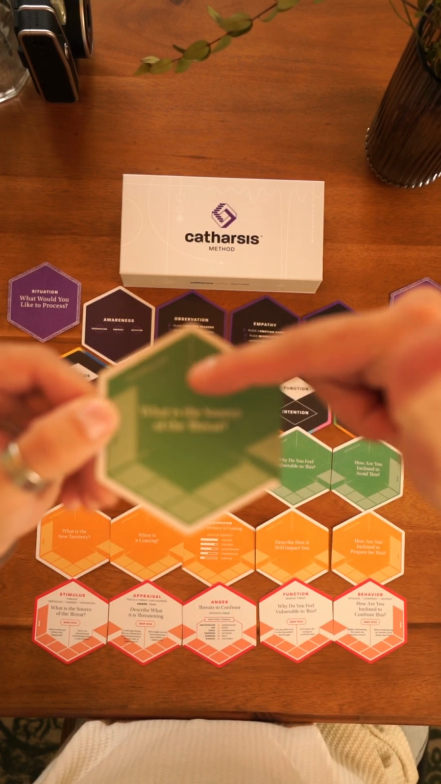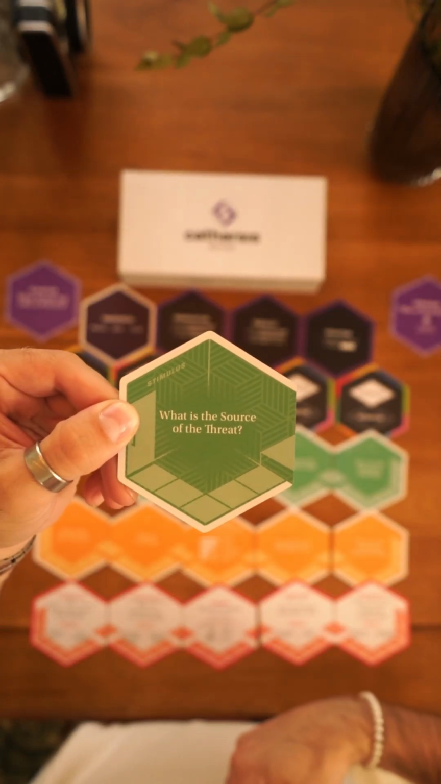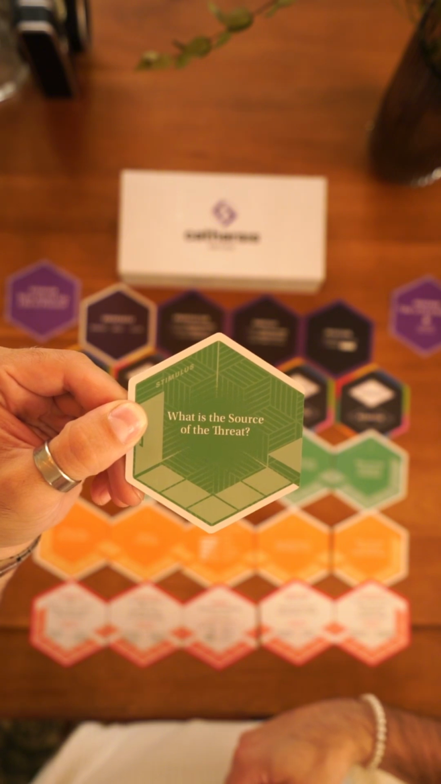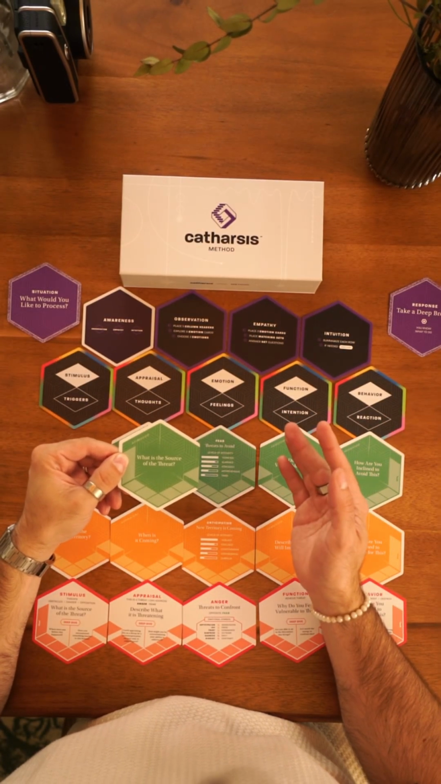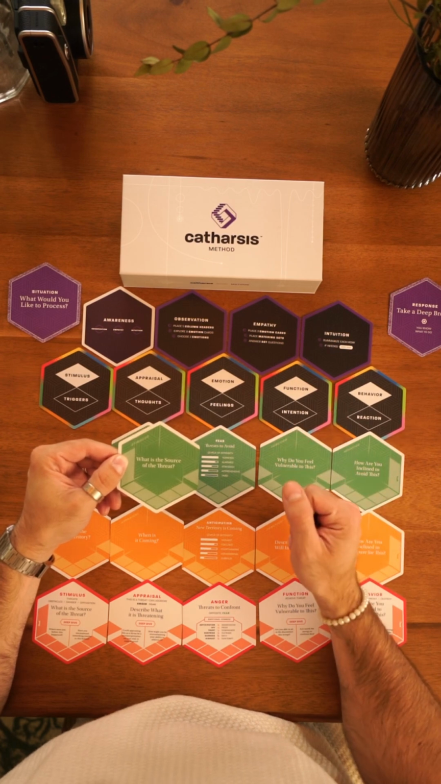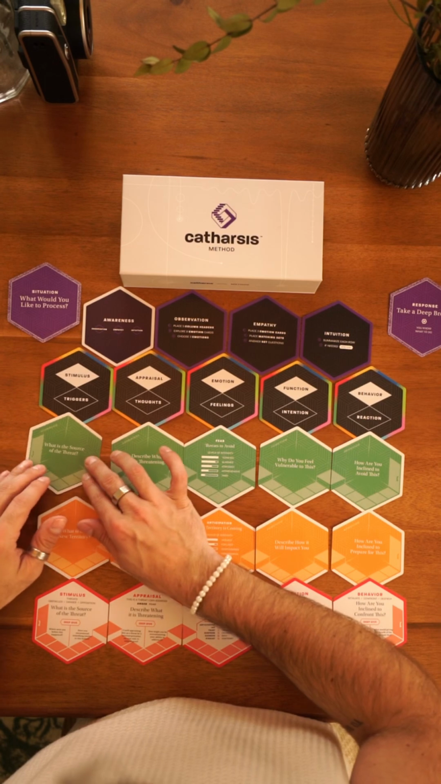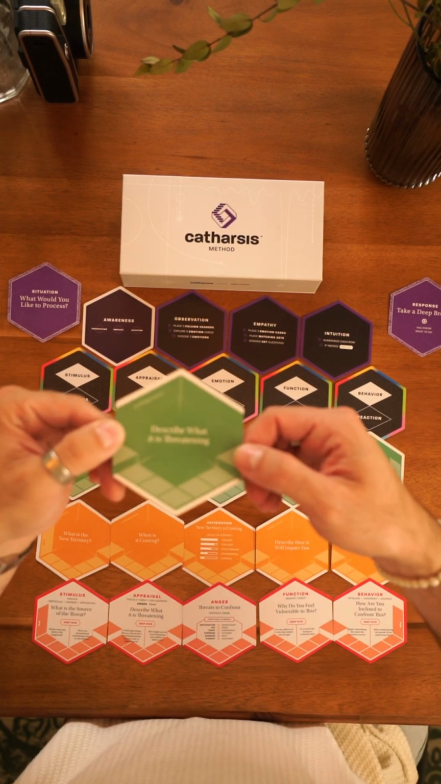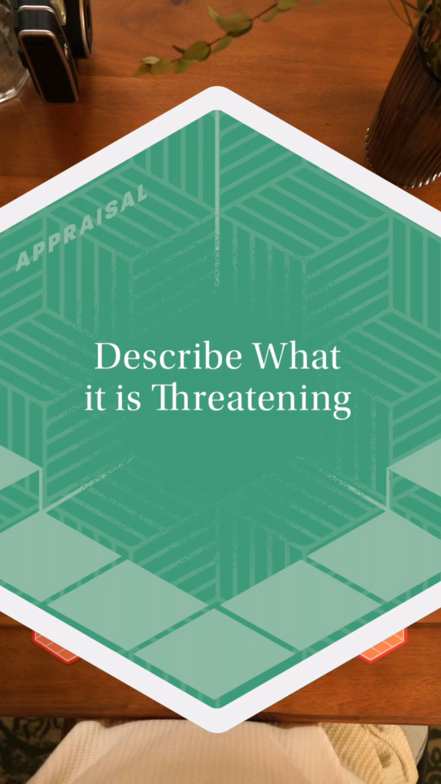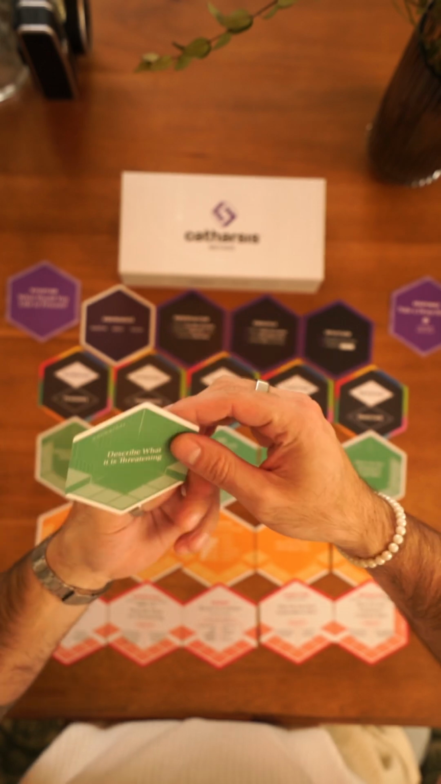So if I'm worried that I'm going to lose my job, the source of the threat might be my boss, or it might be the company layoffs, or it might be that I didn't show up to work yesterday and as a consequence of my actions, I might now lose my job. Whatever the source might be, that's what you should try and answer. And once you do, you can move on to the next question. In this case, for the appraisal, it says describe what it is threatening. So now I would say, well, it's threatening my livelihood and my ability to pay my bills.